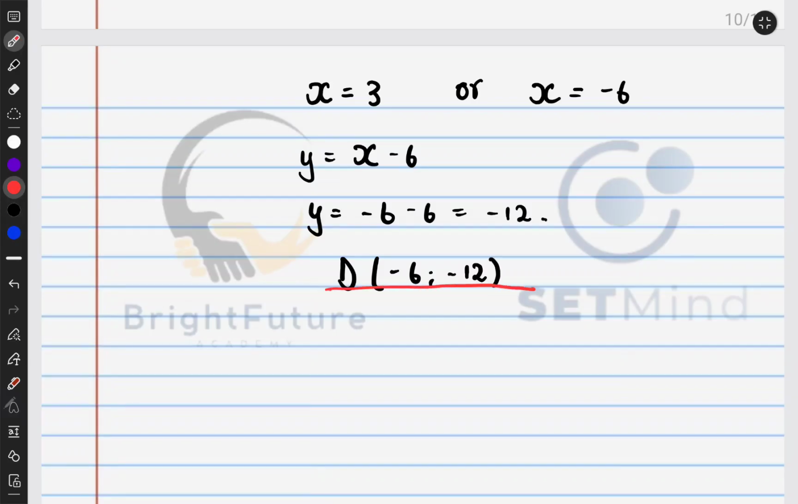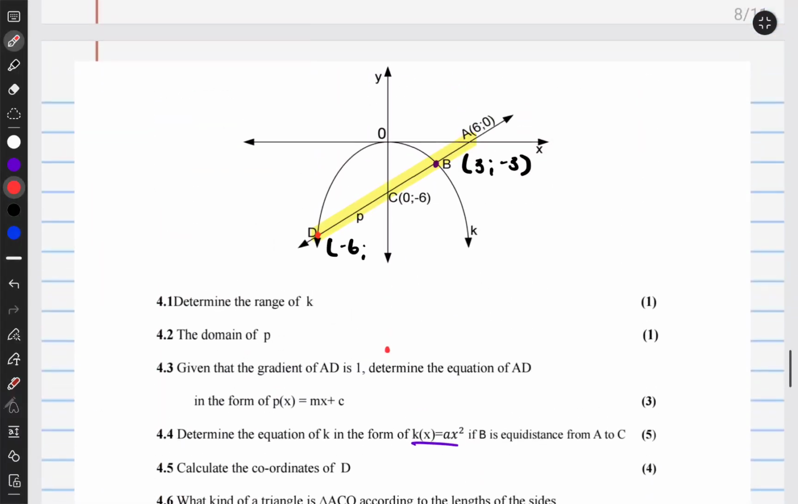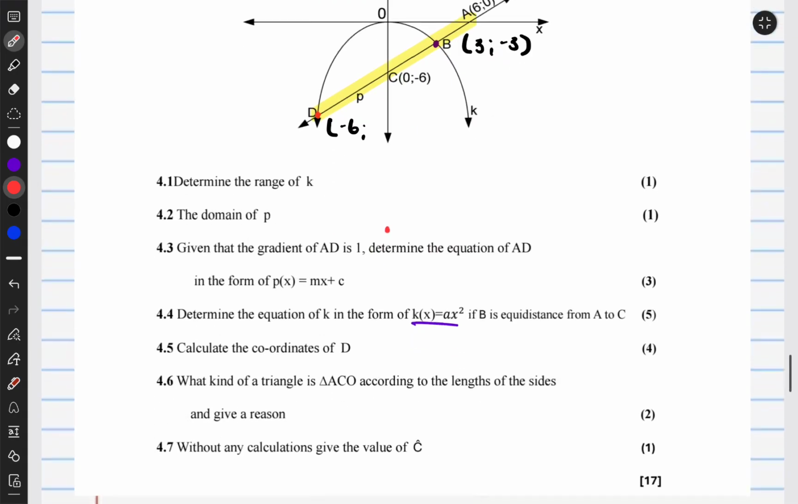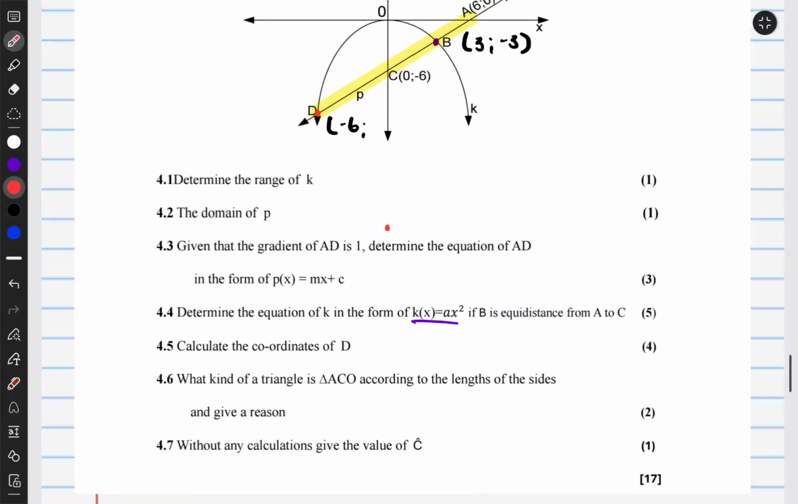So always, when you are asked to find the coordinates of a point where two graphs intersect, what do you do? We simply equate the equations of those two functions, and then you solve for x. Then you take the x value that you find and substitute it in either of the equations to find the corresponding y value.